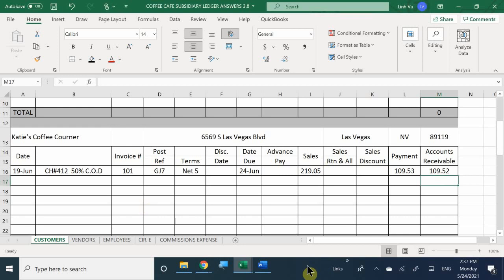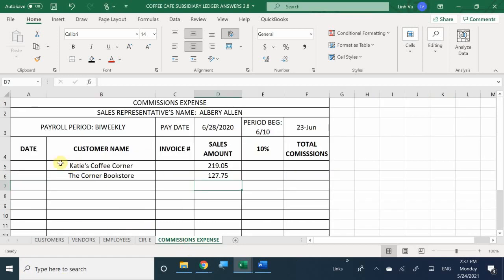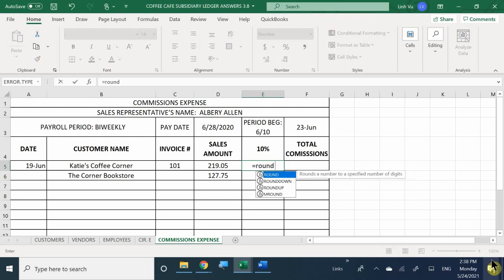Then I went over and filled in the information under Albert's commission also. Excellent. So commissions with Albert, right? Here we have a date. We delivered this on June 19, okay? And we have an invoice number, because we invoiced her. This time, because the sale has been completed, we could go ahead and calculate the 10%.